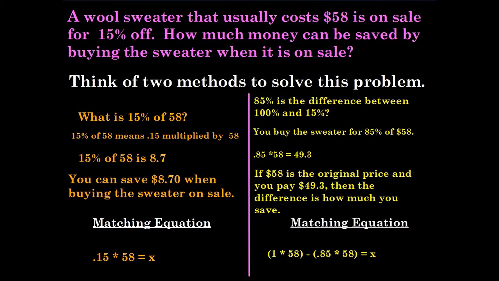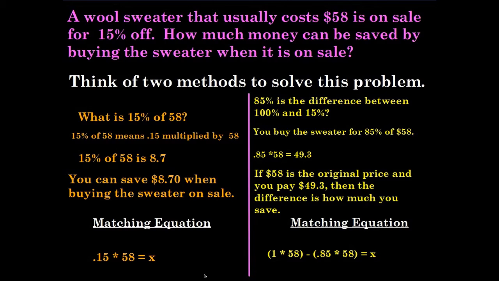The question again was: a wool sweater that usually costs $58 is on sale for 15% off. How much money can be saved by buying the sweater when it is on sale? Now, I would typically immediately leap to doing it the way on the left and think, okay, what is 15% of $58? Because that's the amount that I'm going to save.